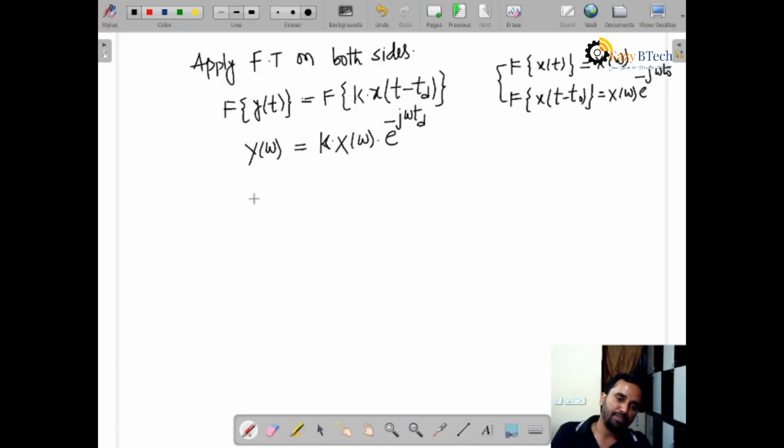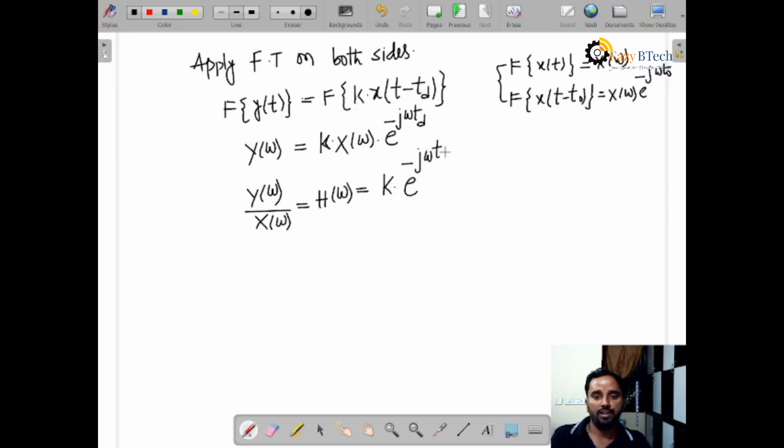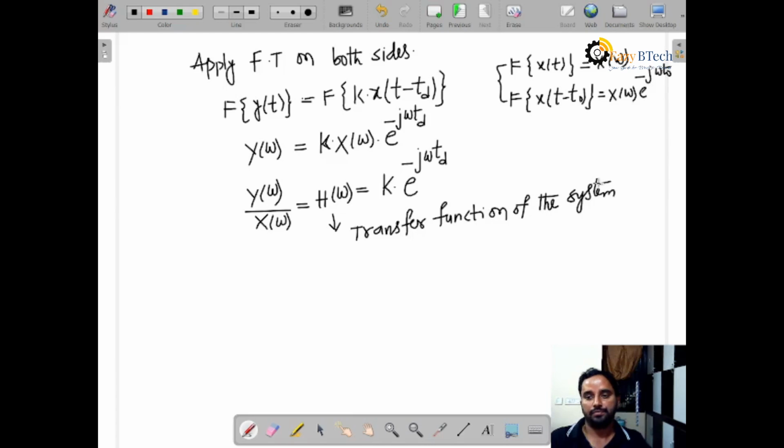Now we can write the transfer function, y of omega by x of omega, equal to h of omega, which is k into e to the power minus j omega TD. Here h of omega is the transfer function of the system. Just before, we discussed that the transfer function of the system is the ratio of the output and input Fourier transforms. And this transfer function is like r into e to the power j theta, in polar form, right or not?